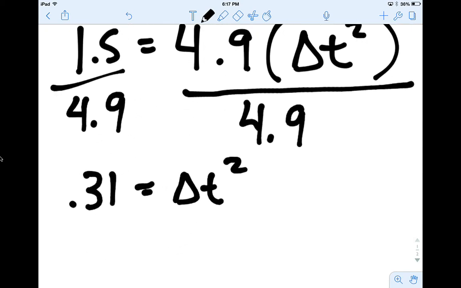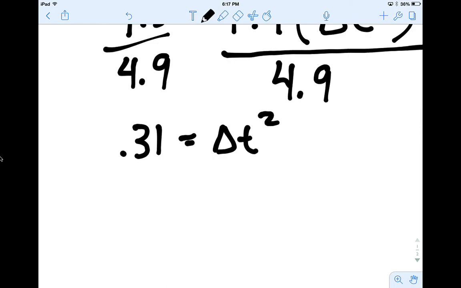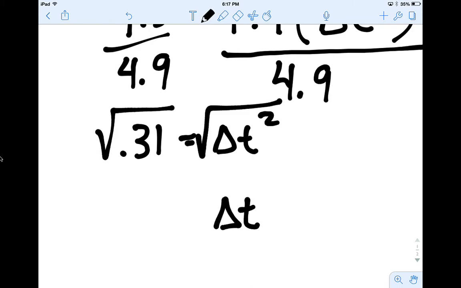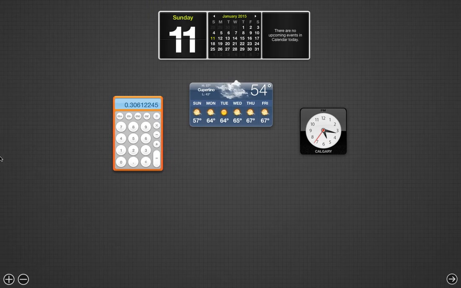Now I still need to get delta T by itself, but I've got this squared there. So how do I undo a squared? Well, the opposite of squared is square root. So I take the square root of both sides, and that cancels out the squared, so that means delta T equals the square root of 0.31. Now watch what I do here. Oh, shoot. Do I not have a square root? I don't know how to get square root on there.